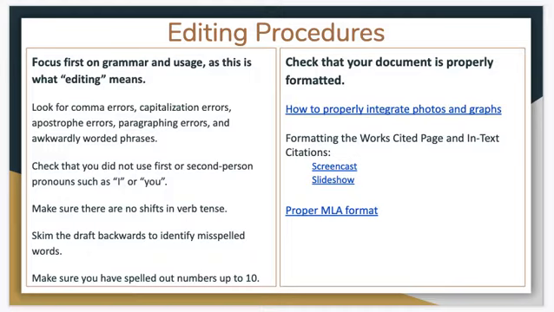You need to make sure that your works cited page and your in-text citations are correctly done as well, and that the paper as a whole fits proper MLA, the Modern Language Association's format for writing papers. So make sure that you go to the slideshow and click on those links there.